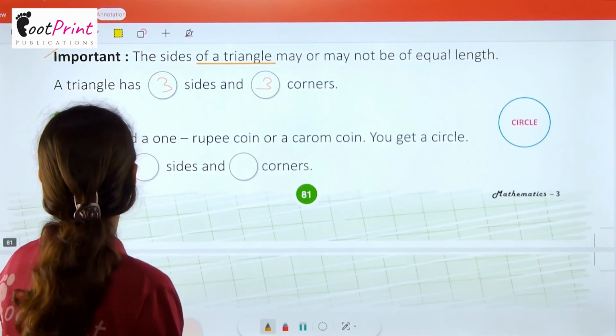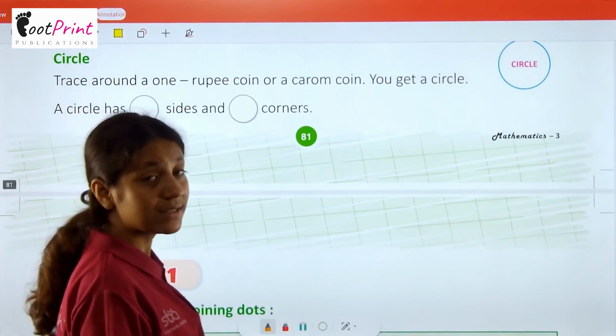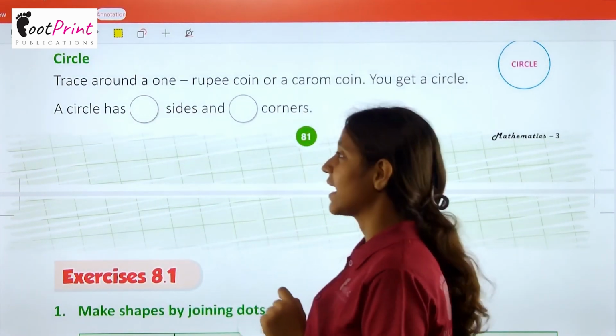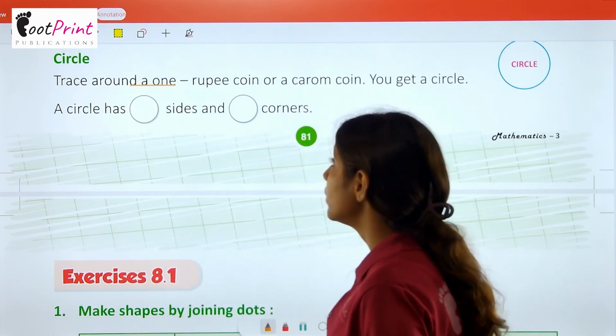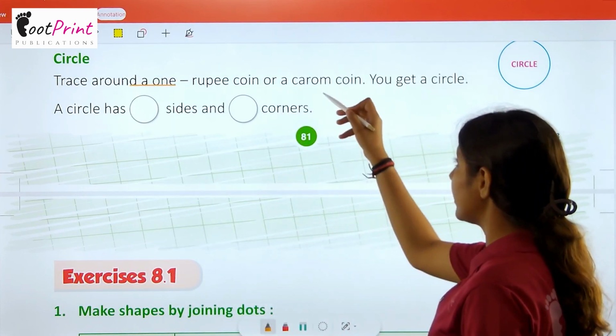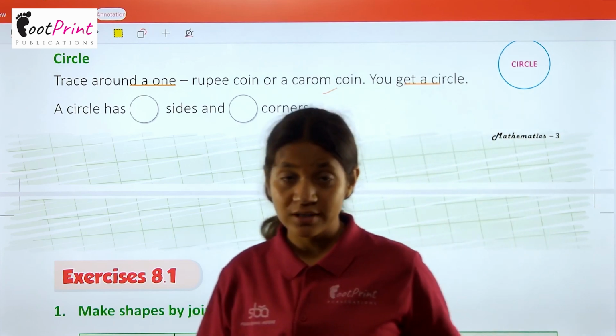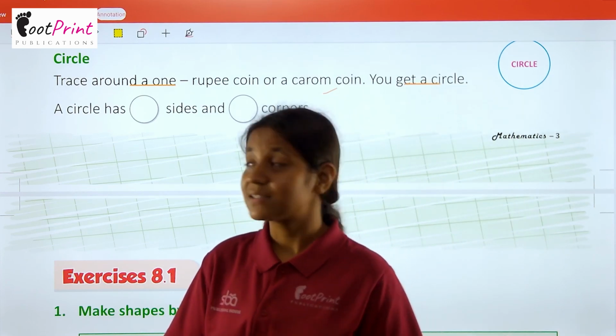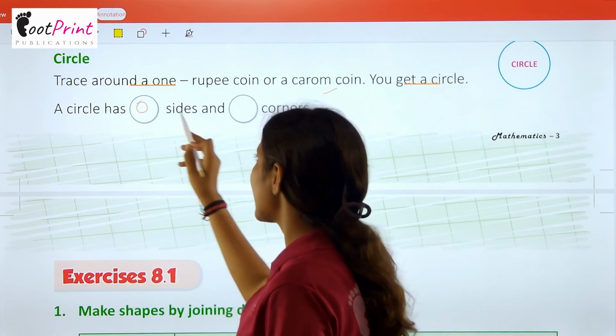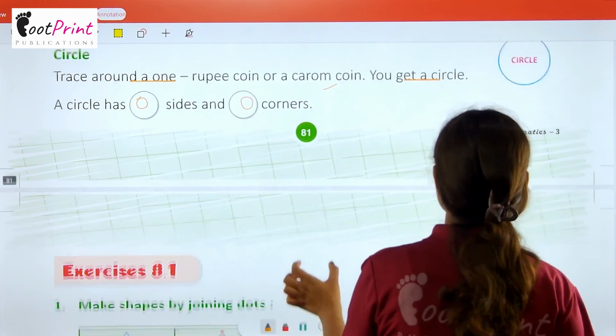Now we have circle. What is a circle? A circle has no sides and no corner as well. Trace around a 1 rupee coin or a carom coin. You get a circle. Carom coin या फिर 1 rupee coin को अगर हम trace करेंगे notebook में, so we will get a circle. A circle has 0 sides and 0 corners.